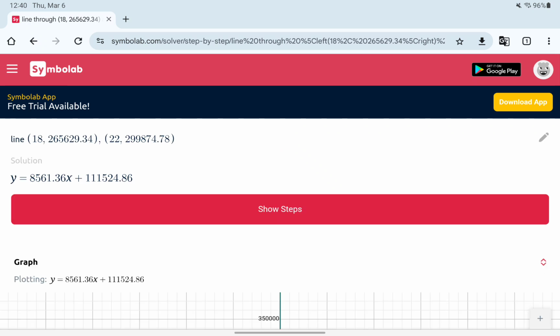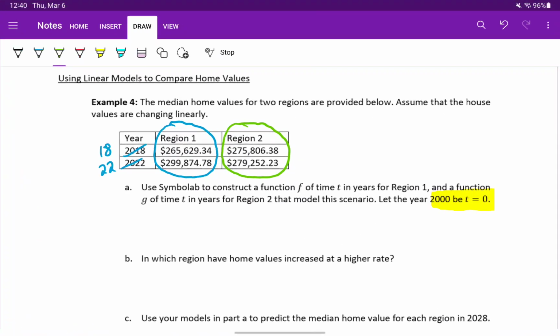and we get our linear model, which will be f of t is equal to 8,561.36 t plus 111,524.86.